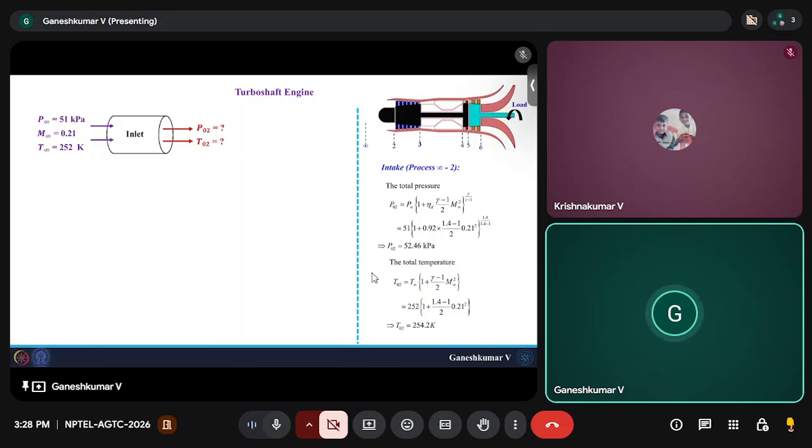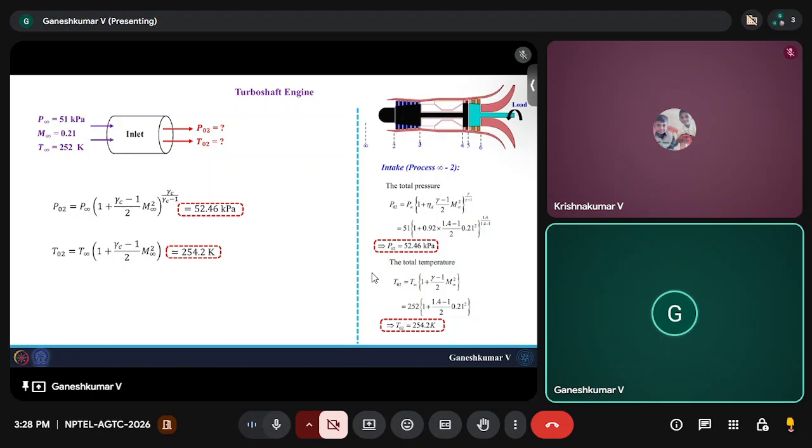So intake is not going to change much because you have only changed the compressor pressure ratio. So intake is going to be almost similar. The Mach number is 0.21. Pressure and temperature of the ambient is 51 kilopascal and 252 Kelvin. So the pressure you can find to be around 52.46 kilopascal, and the temperature is going to be around 254.2 Kelvin. Here I didn't explicitly substitute the values because it's going to be the same as this one. Okay, so I'm not changing anything in the inlet. So the intake is going to remain the same between the two problems.